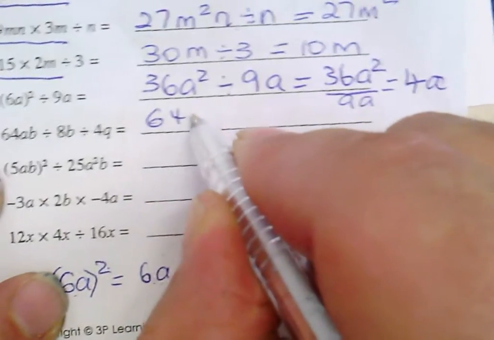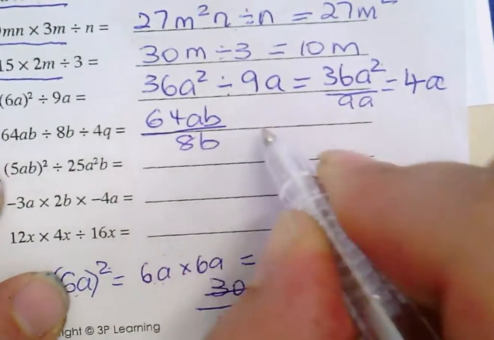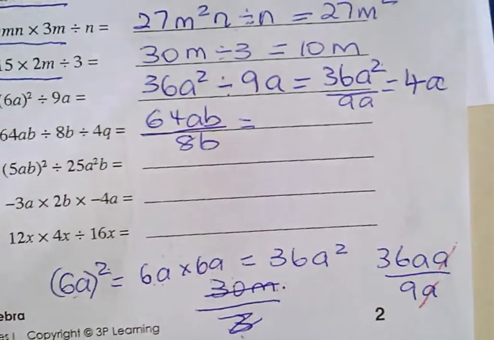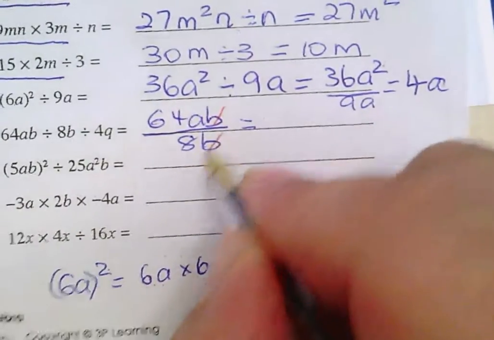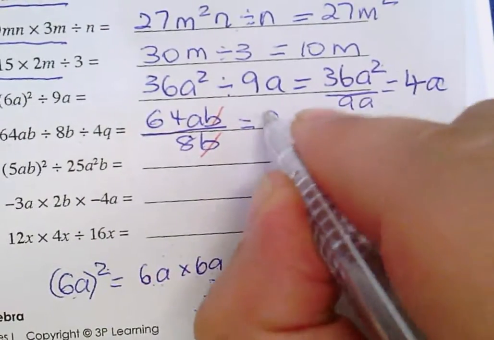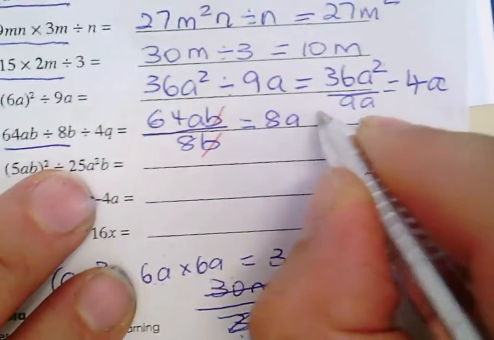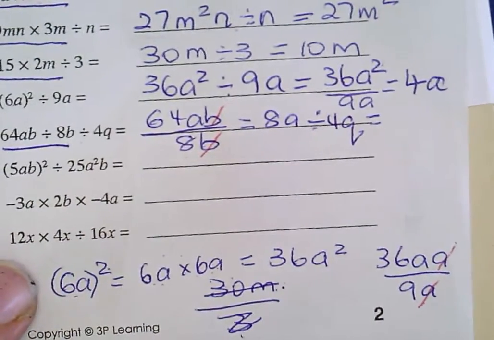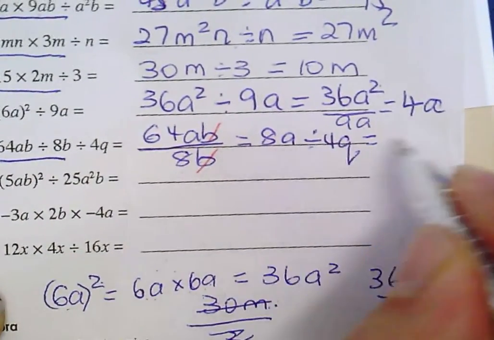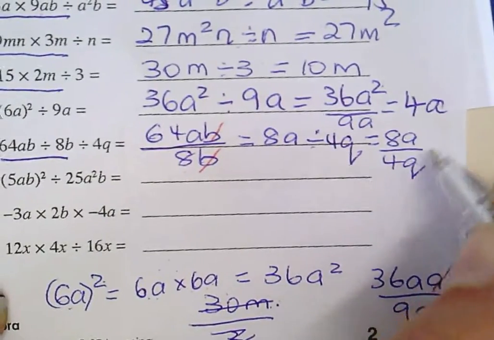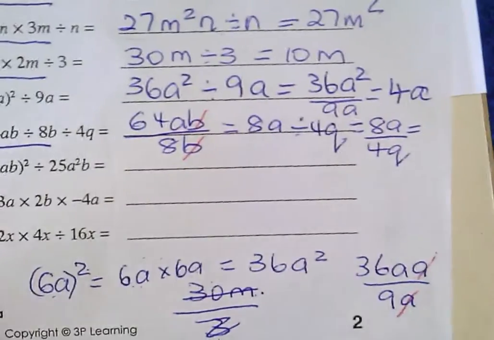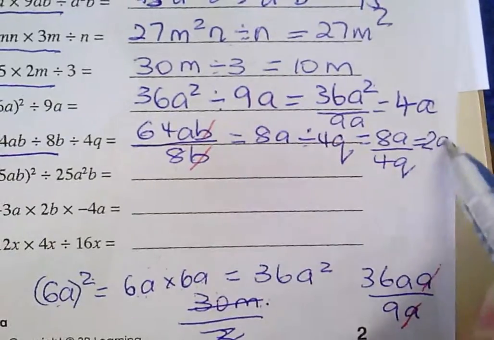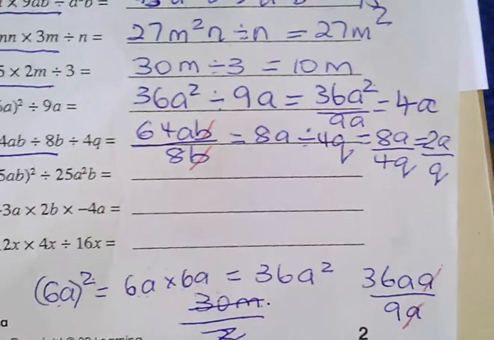64ab. Now, be careful with this one. It's getting tricky. Over 8b. Can we just do that bit first? What do you get for that bit? What cancels? All right, and what have you got? 8a. Now, can I do the rest? Divided by 4q. Really tricky one, girls. So I've got 8a over 4q. No. Girls, you need to watch this one. It's 2a over q. The a stays at the top.